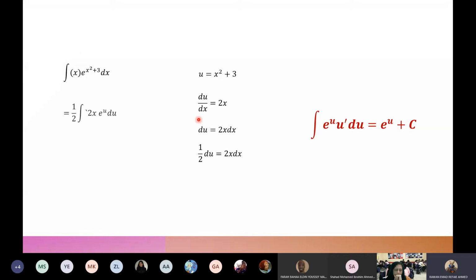And then we're going to put half on the outside of the integral sign, and inside we're going to put 2 du. So the answer will be half e to the power, and we have the u value here, so we're going to have to replace it with the value, which is x squared plus 3. So it's going to be half e to the power x squared plus 3.